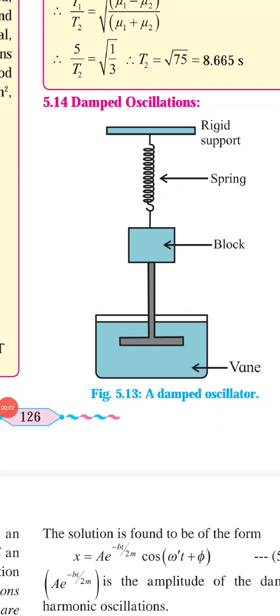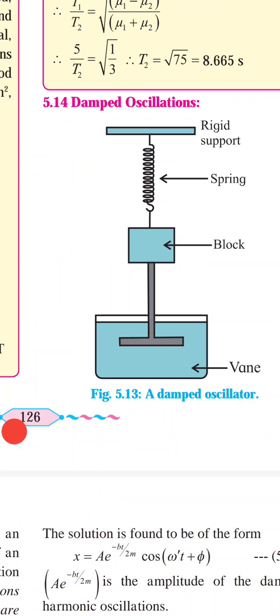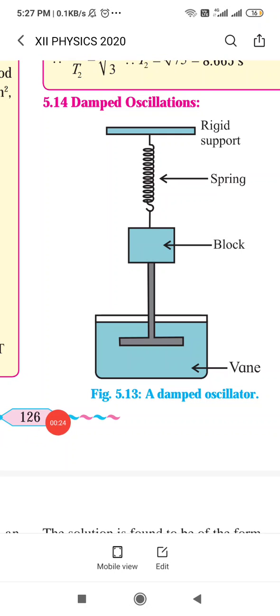Damped oscillation. We know, students, damped oscillation is nothing but what? Whose amplitude is decreasing with respect to time. That is nothing but your damped oscillation. Or one more thing we can say, its amplitude is decreasing just because of air resistance. So here we have to see its diagrammatic explanation.